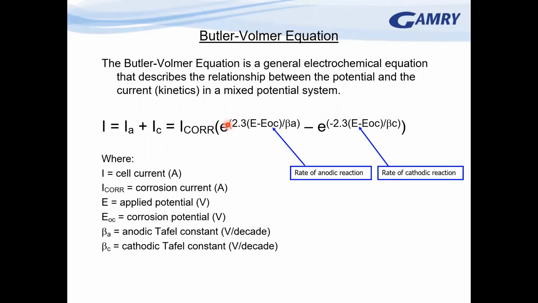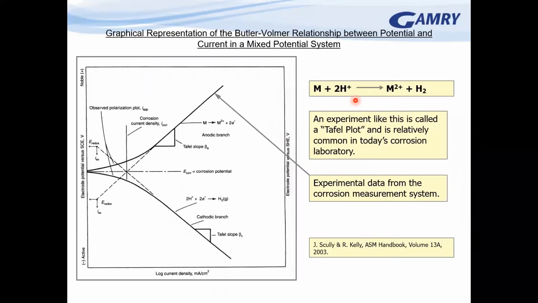The lines on the Evans diagram are dictated by the Butler-Volmer equation, which is a general electrochemical equation describing the relationship between potential and current. The total current is the sum of the anodic and cathodic currents and is related to the corrosion current by this exponential expression. Here we have a graphical representation of the current voltage relationship for a mixed potential system. This is in general termed the Tafel plot.